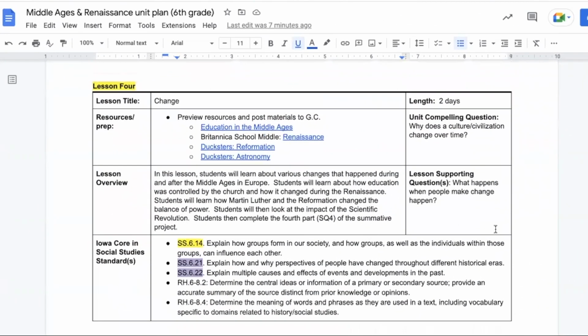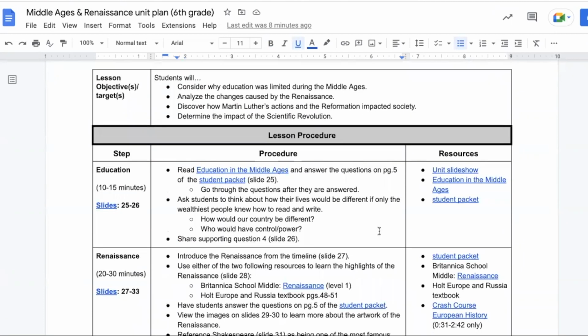Lesson 4 is all about change and should take 2 days to complete. It begins with looking at the education in the Middle Ages and finding out that the church controlled much of the education and limited access to only the wealthiest members of society. This meant, of course, that the control and power would remain with the wealthier classes.